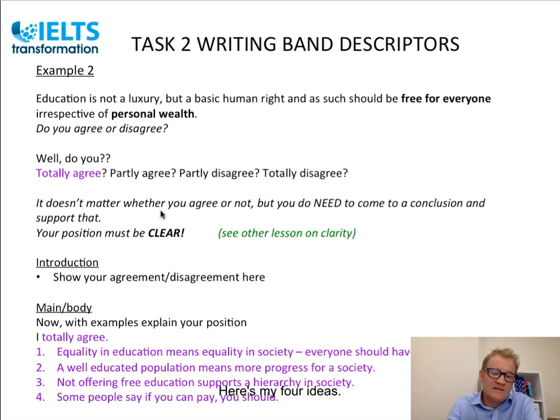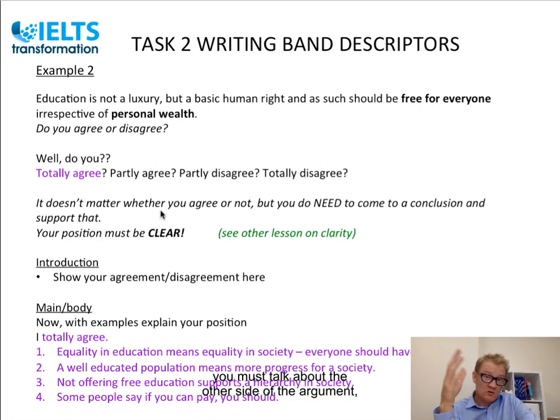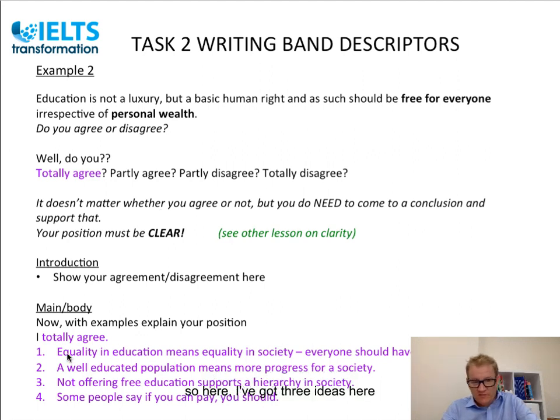Here are my 4 ideas. Again, take a moment to look. I'm totally agreeing. But if you want to get a 7 or more, you must acknowledge, you must mention, you must talk about the other side of the argument. So here I've got 3 ideas saying that I totally agree. My 4th idea: some people say if you can pay, maybe you should. So that's acknowledging or talking about the other side. Again, pause the video and take a moment to read those ideas.